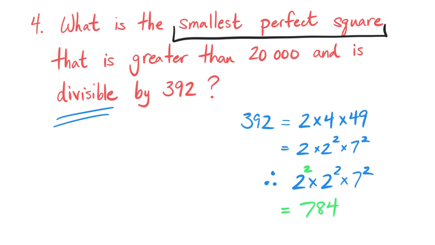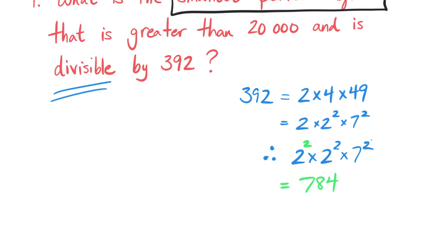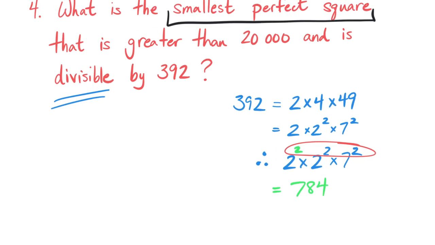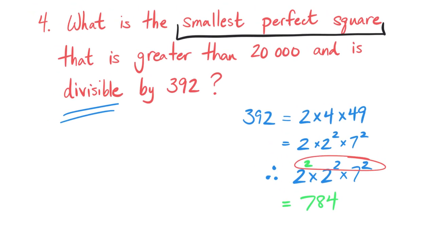784 is a perfect square. You can see it because there's 2 of every factor. Now, as I start to look and consider, okay, I need to find a number that is a perfect square greater than 20,000. I'm going to need to find a number that has 784 in it.